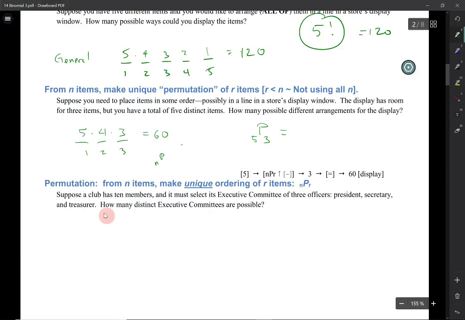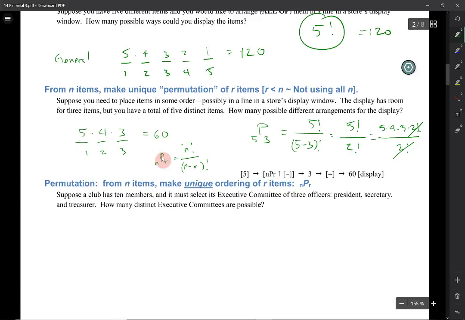Sometimes you'll see nPr is equal to n factorial over n minus r factorial. What it does is it does 5 factorial over 5 minus 3 factorial, so really 5 factorial over 2 factorial. And what is that? That's actually 5 times 4 times 3 times 2 factorial divided by 2 factorial. So that factorial part is chopped off, and what's remaining is 5 times 4 times 3.